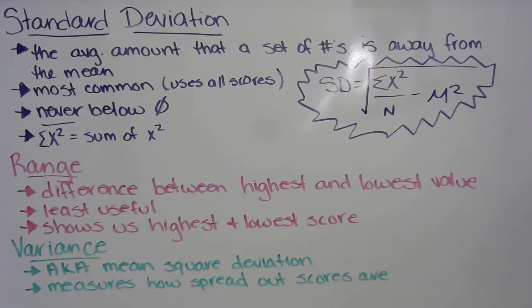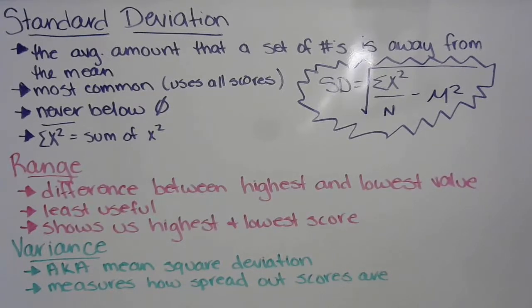The first of which is the standard deviation, which is the average amount that a set of numbers is away from the mean. This will help us figure out how far away most scores are from the mean. It is the most commonly used form of variability, and that's because it uses all the scores in a distribution or set of numbers. And when you calculate your standard deviation, you can't get a below zero value because you can't have less than zero variability, less than zero difference.